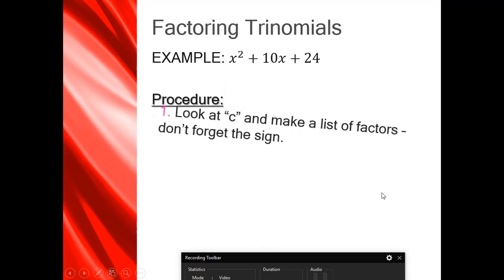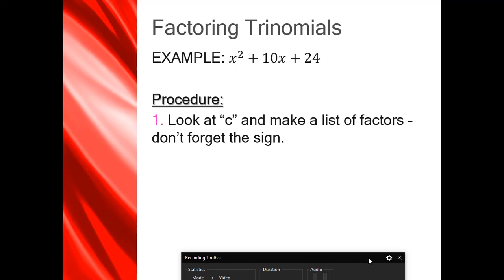So here's the procedure. We want to look at the value of C, and in this case it's 24, and we want to make a list of factors that will multiply to 24. And again, the sign will be important. Since 24 is positive and 10 is positive, both of the factors that I want to pick have to be positive. When I list my factors, I start at the beginning with 1, and I go through them very thoroughly to 2, to 3, and so on.